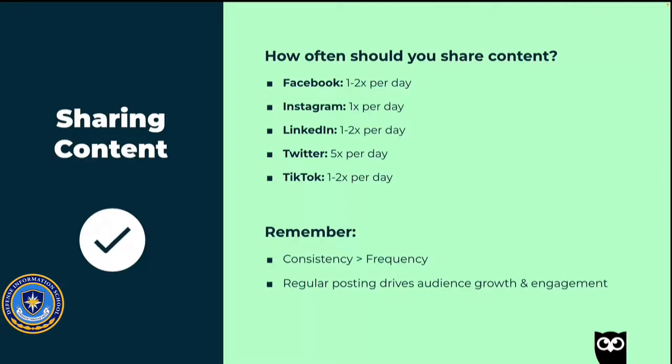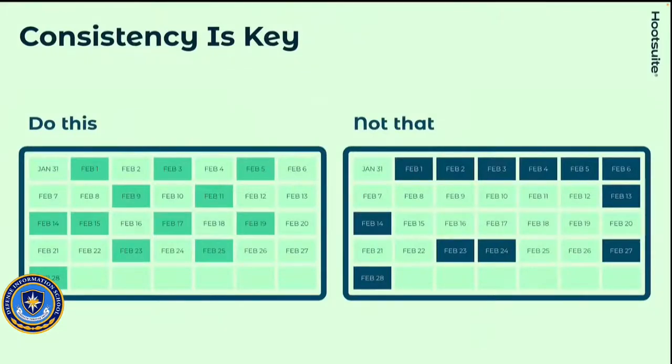So to really showcase what I mean by consistency is key, I've got an example here to show you. These calendars both actually have the exact same number of posts, but as you can see, the one on the left-hand side has them spread out every other day, which is really fantastic for the algorithm optimizing their content just because it's very predictable, right? And then the example on the right-hand side has them going out every day for a week and then off for a week, and it's just a little more sporadic.